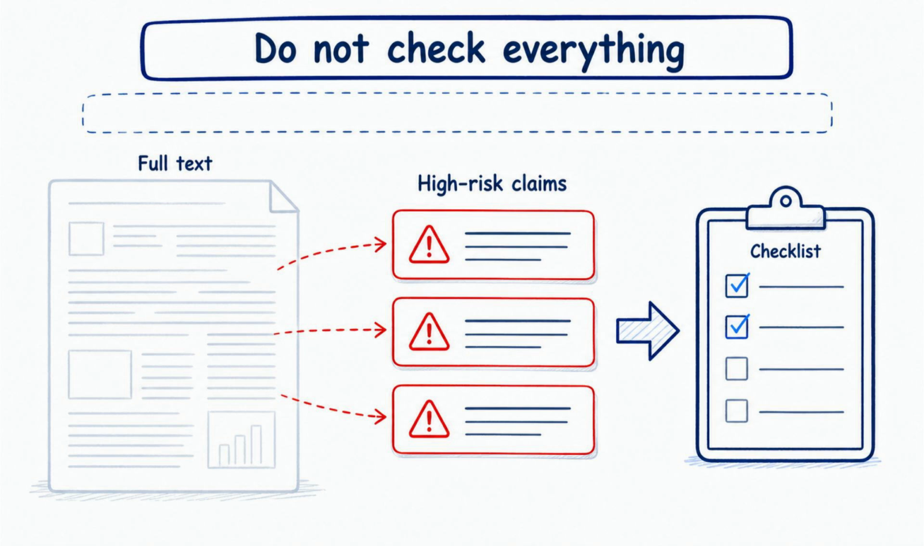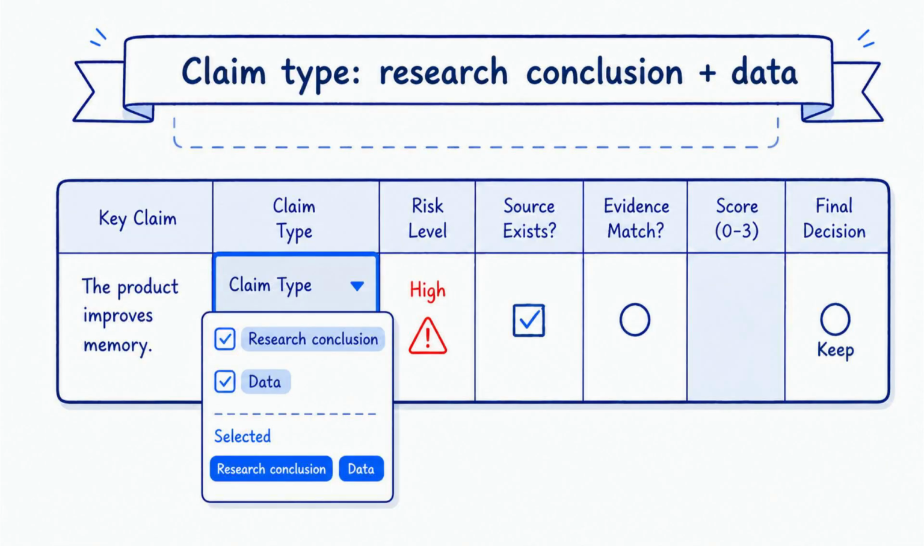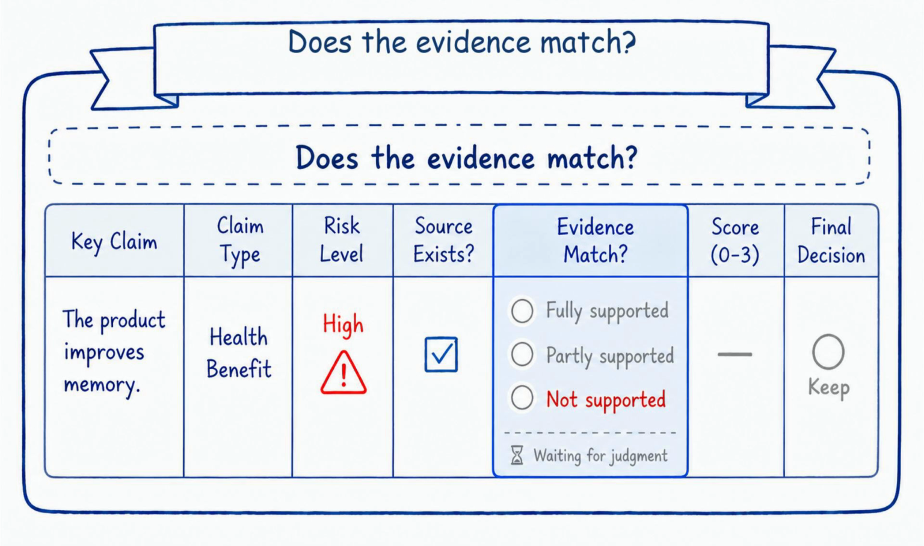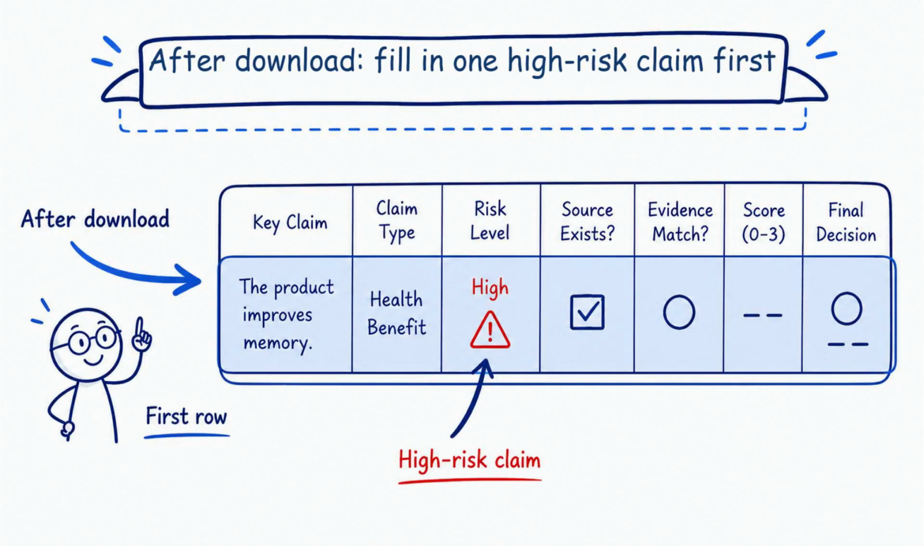You do not need to check the entire AI-generated text. Just enter the high-risk claims into the checklist. For example, for the sentence we used earlier, we would enter the key claim. The claim type would be research conclusion and data, and the risk level would be high. Then we would check whether the source exists, whether the evidence matches the claim, and finally give it a score from 0 to 3. This way, viewers do not just know that there is a checklist, they also know exactly how to start using it after downloading it.